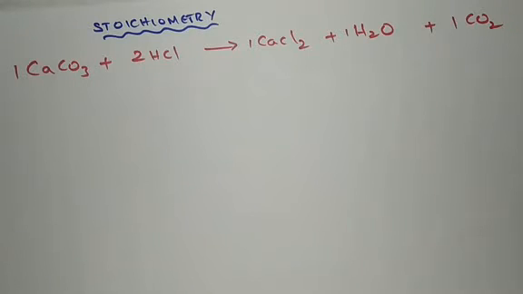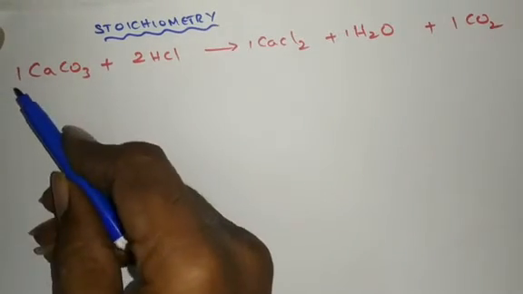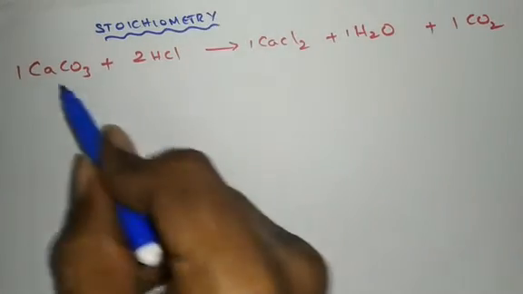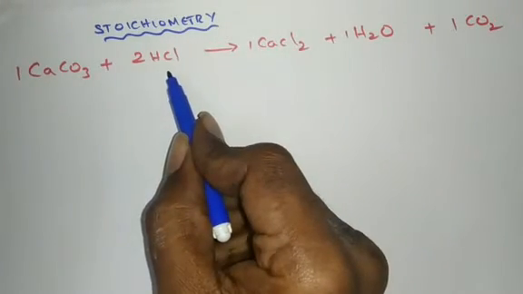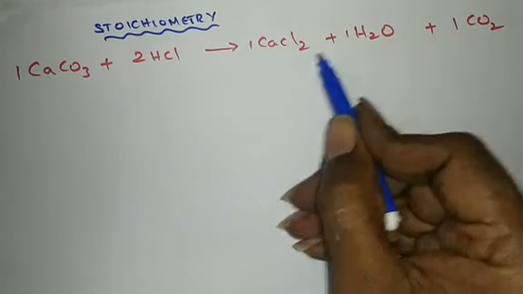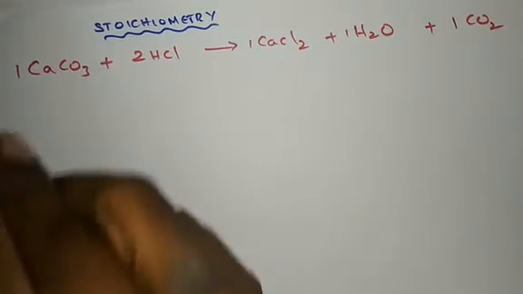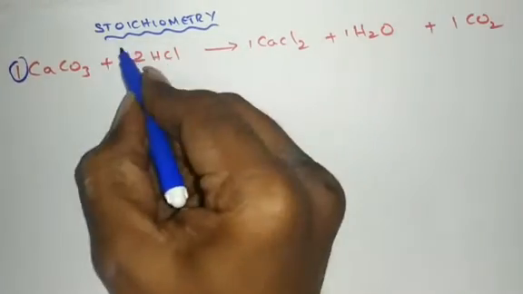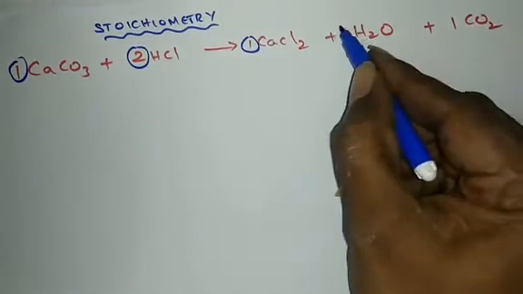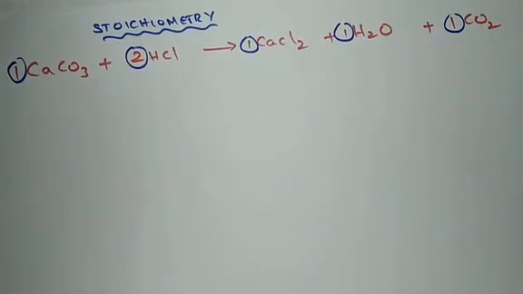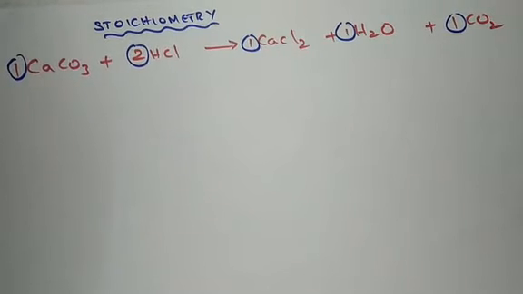For example, a balanced chemical equation along with the quantitative information is given by this equation. See here, calcium carbonate reacts with hydrochloric acid to give calcium chloride, water and carbon dioxide. So these coefficients, these numbers, are the stoichiometric coefficients of the reactants and products. What does this reaction convey to us? If you consider these coefficients as molecules, how will you read this equation?